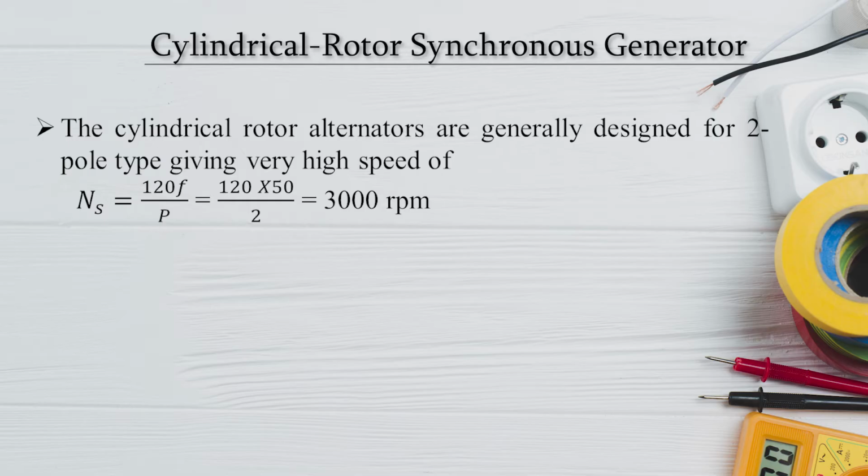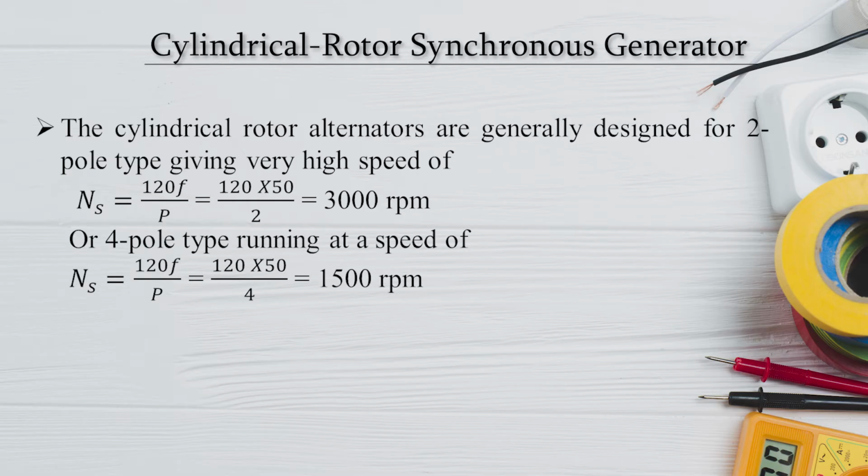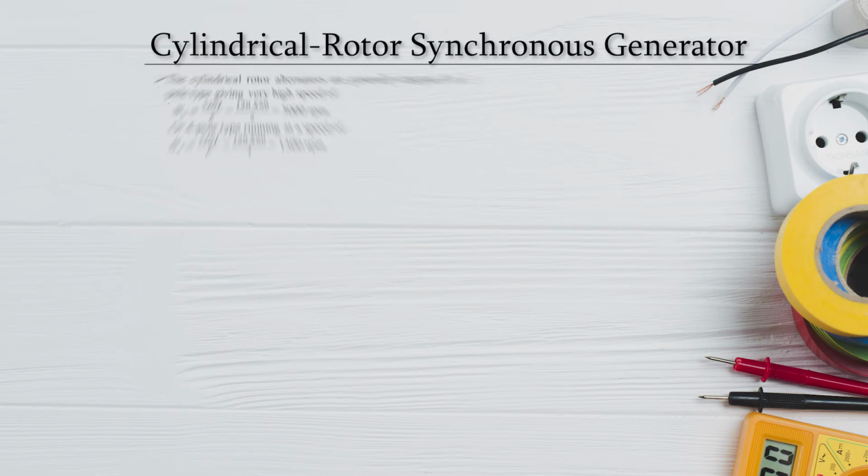So you have to use a cylindrical rotor synchronous generator for such a high speed. And if you increase the number of poles, let us say it is 4, then Ns equal to 120 F over P will give you a speed of 1500 RPM. Once again, quite high speed. So a cylindrical rotor type of synchronous generator will be more suitable for it. We would not use the salient pole type of generators here.